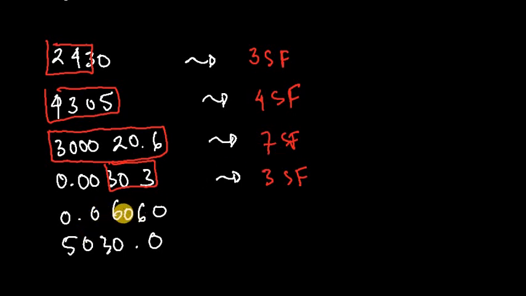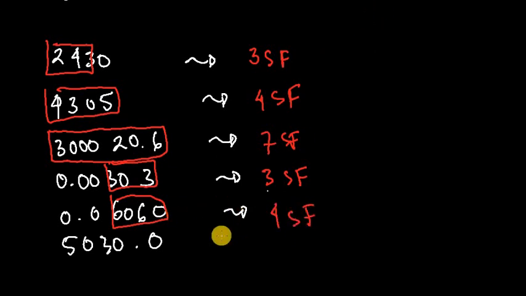Next number, we have 2 leading zeros, certainly not significant, but we have a decimal, 0 point something. It means the trailing 0 is significant. It means all of the others are significant. So this is 4 significant figures.